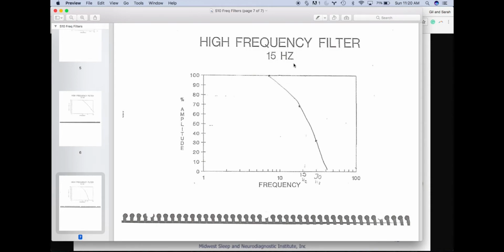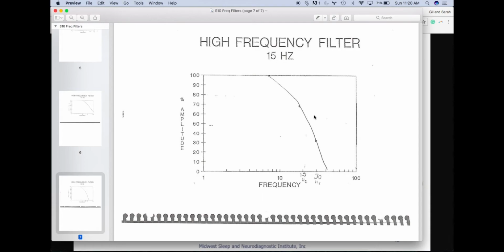If you have a 15 hertz high frequency filter, whatever is double that number, times 2, in this case 15 times 2 is 30, that will be where you find 70% amplitude degradation. Okay? So I say, here's my first point at 15. I double that, that's 30. I go here, I find 30.